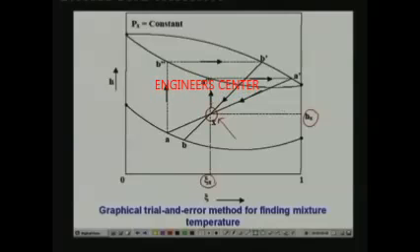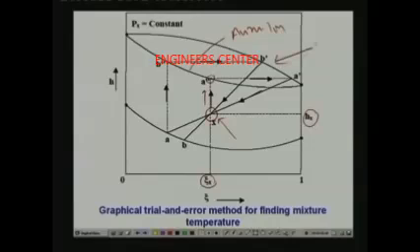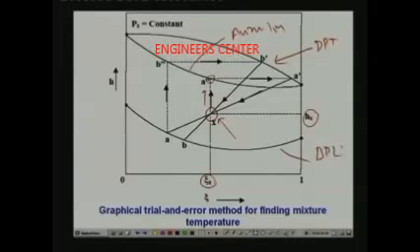To start with, you draw a vertical line in this manner, and the point where it intersects this auxiliary line, remember that this is the auxiliary line, this is your dew point line, and this is your bubble point line. Okay. Where this vertical line intersects the auxiliary line, that is point A double dash, you draw a horizontal line. Okay. This horizontal line intersects the dew point line at A dash.